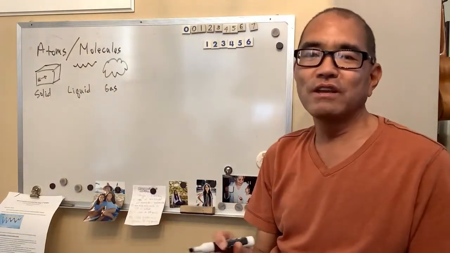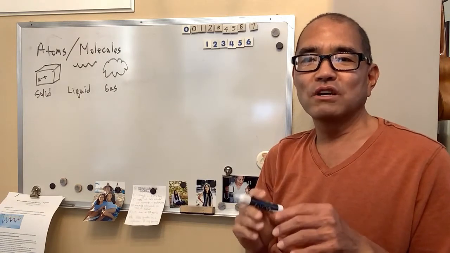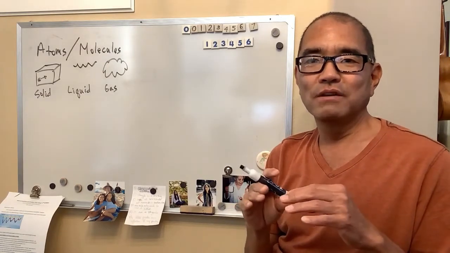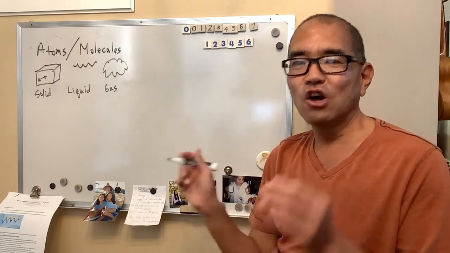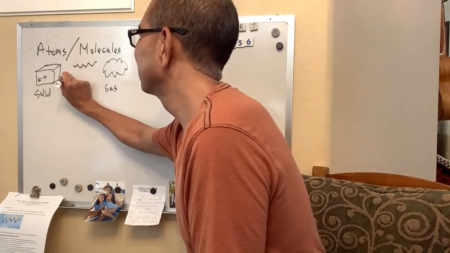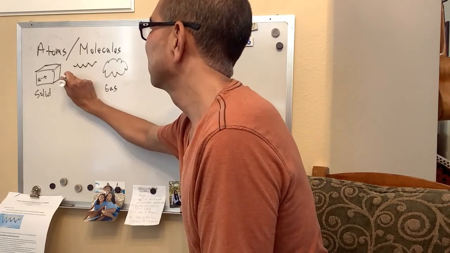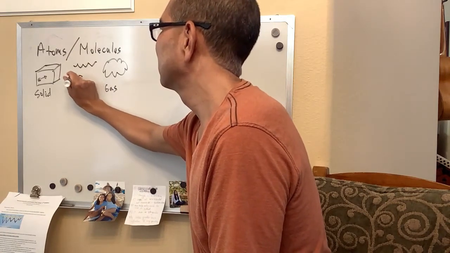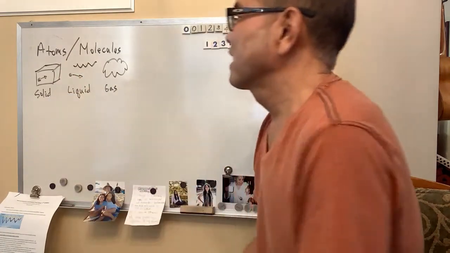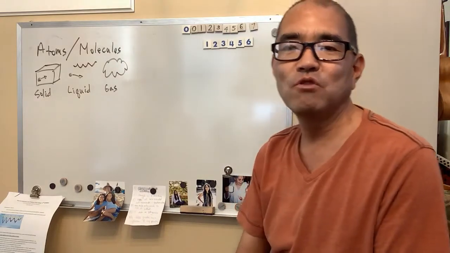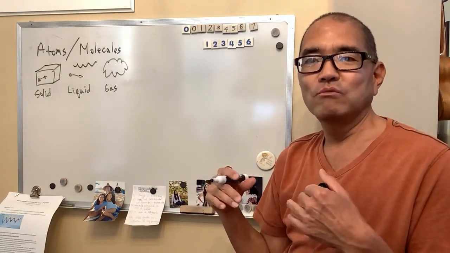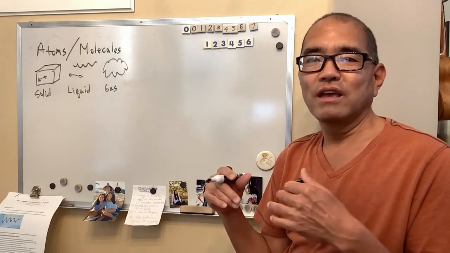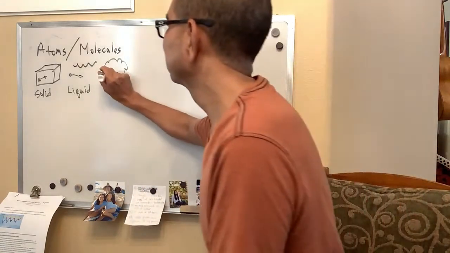And in a liquid, the movements of the molecules will be a little bit more, so we'll represent that with a longer arrow. And in a gas, the movements of the molecules are more, so we will represent that with a long arrow.